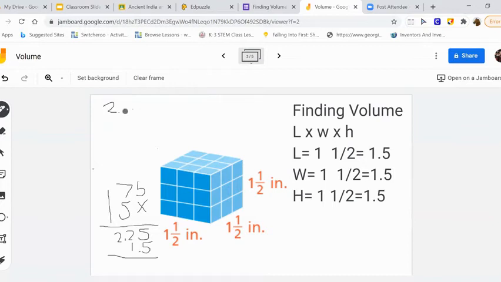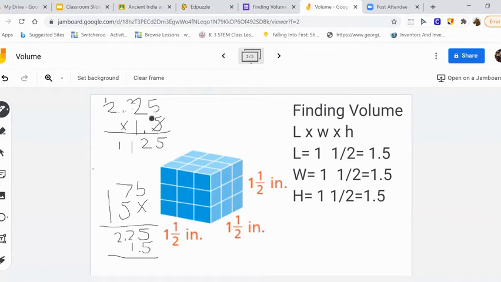So I have 2.25 times 1.5. Okay, so we have 5 times 5, 25. Carry the 2. 2 times 5 is 10, plus 2 is 12. Carry the 1. 2 times 5 is 10, plus 1, 11. Not looking at my decimal yet.